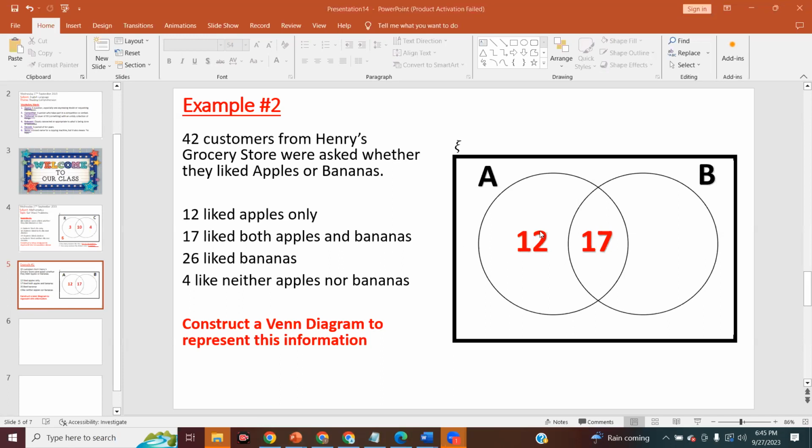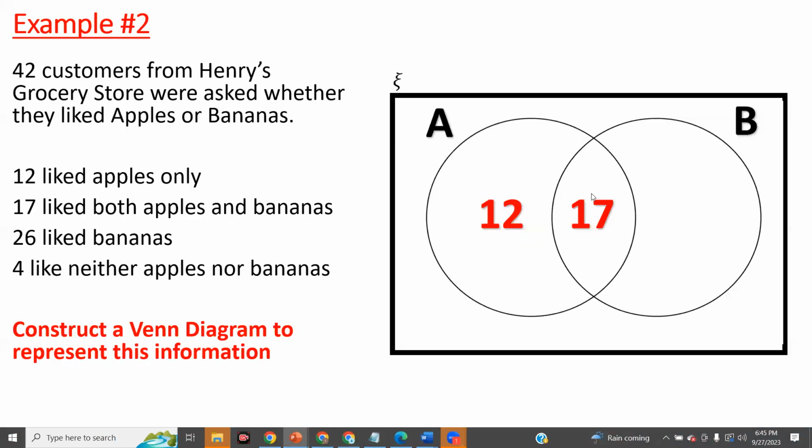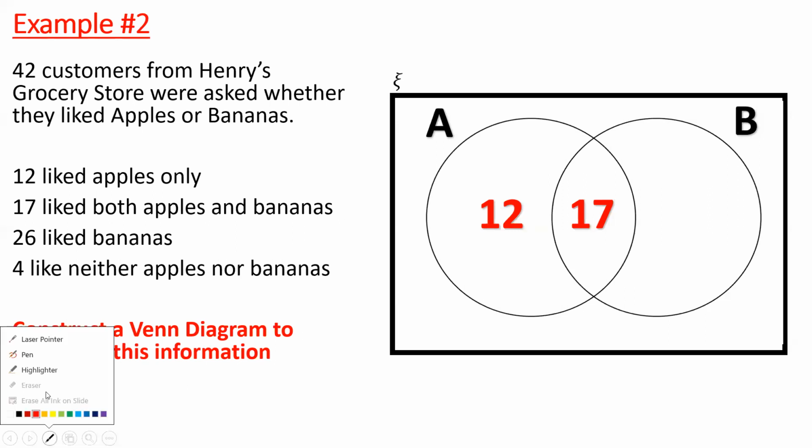All right, so 17 is in the middle. Why is 17 in the middle again? Because 17 people like apples and bananas. Very good, because 17 people like apples and bananas. All right, now, do not answer this out loud.